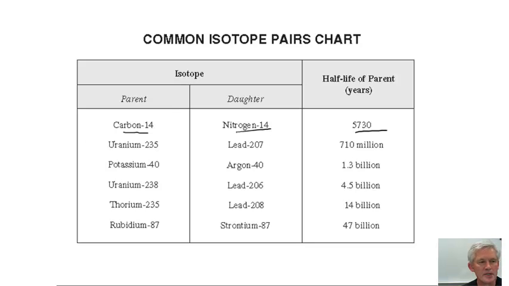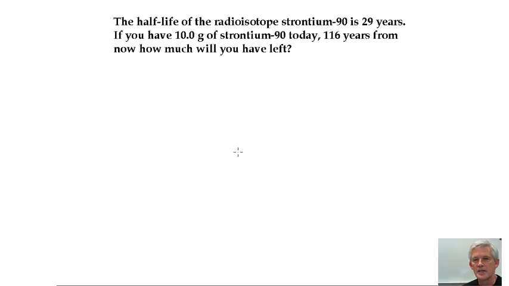A problem that doesn't use the table, but one where you're given the half-life, is something like this one. The half-life of the radioisotope strontium-90 is 29 years. If you have 10 grams of strontium-90 today, 116 years from now, how much will you have left? This is a problem where you are given the half-life already.